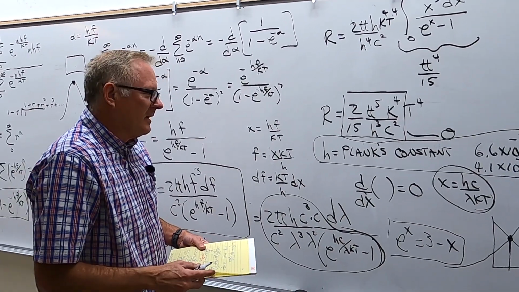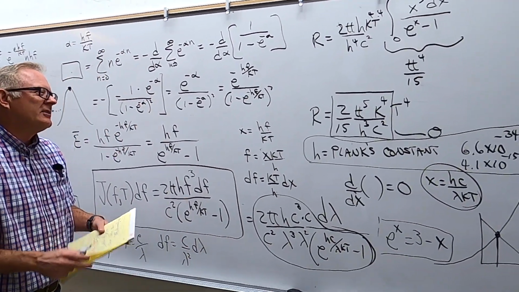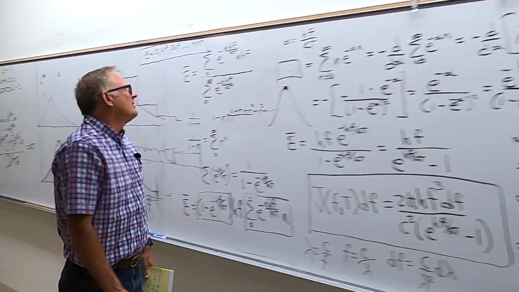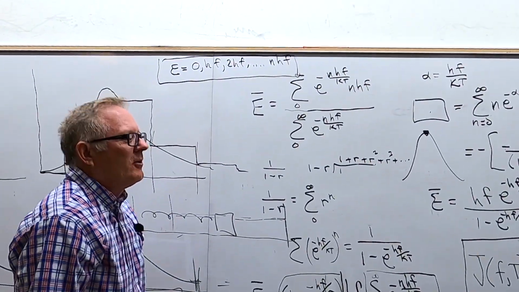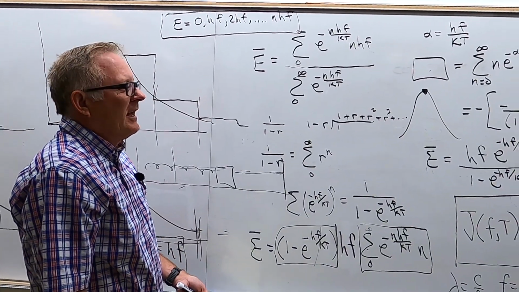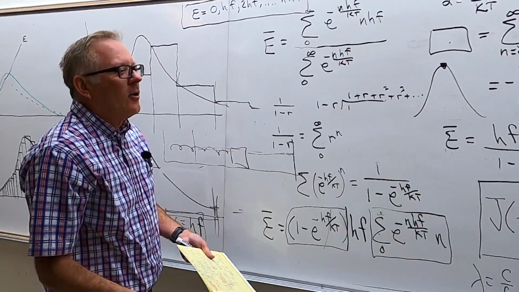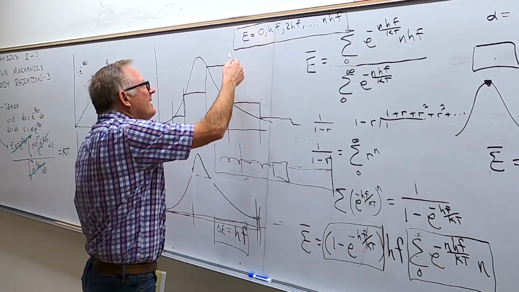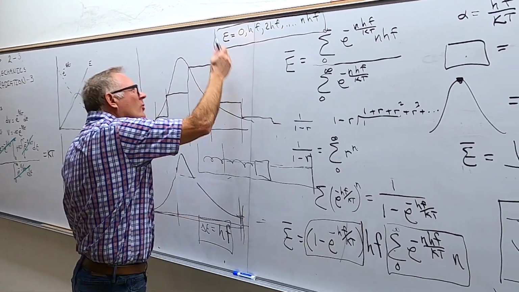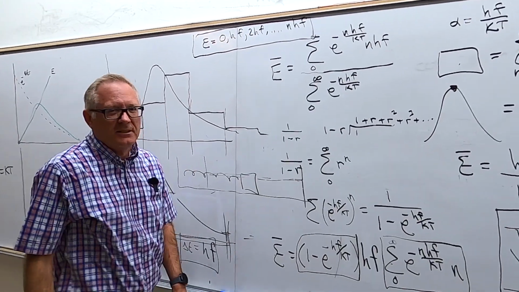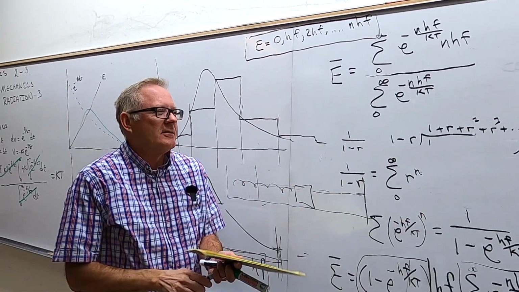So this was a long derivation just to show that E was equal to nhf. We don't know why this is true. It actually took Einstein to figure out why the energy of the oscillators in the walls of that cavity can only oscillate at those frequencies. Okay, but that's for next time.